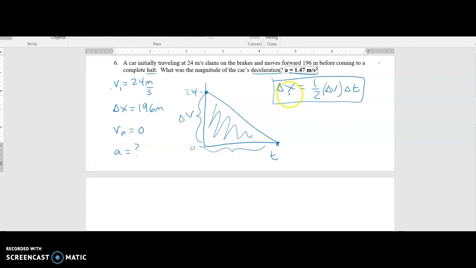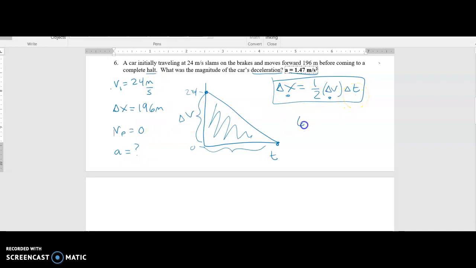But hey, wait a minute. There's 1, 2, 3 variables. Do I know delta x? I do. So we know that. Do I know delta v? Hey, I do. It's 0 minus 24, so I know this. Do I know t? I don't. But if I know 2 of these 3 variables, I can find the time.